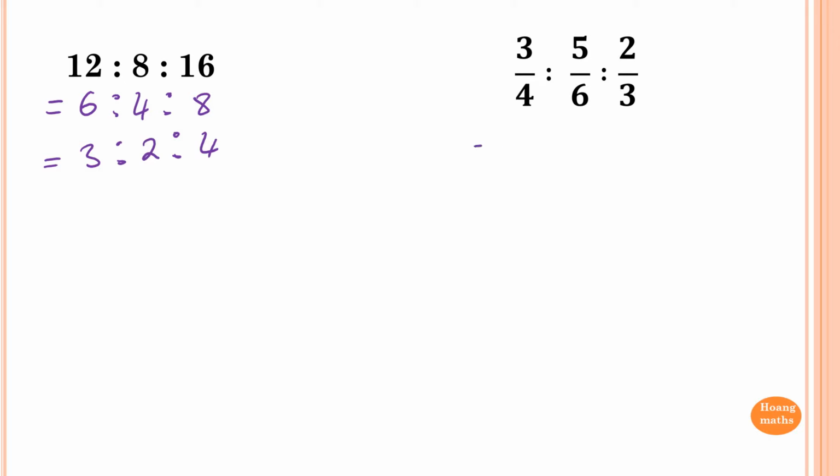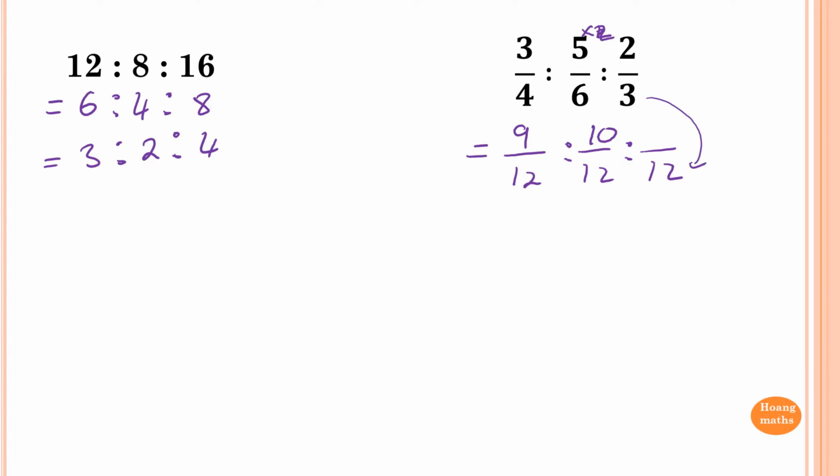So I make the bottom 12, 12, and 12. Now, 4 to 12 is times 3. From here to here, I times by 3. So the top must also be times 3. So 3 times 3 is 9. Can you see that? And then from 6 to 12, I double. 6 times 2 gives me 12, so the top also times by 2 as well. So 5 times 2 is 10.